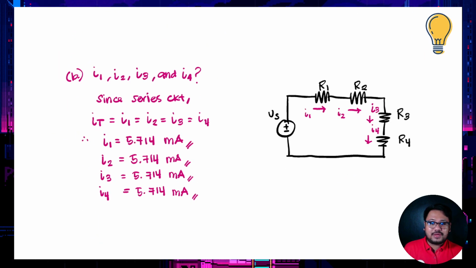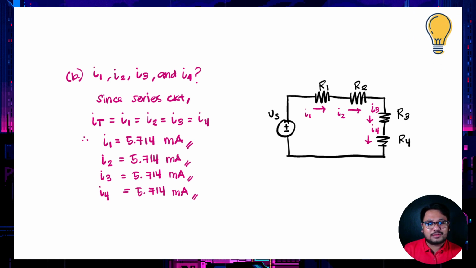Let's now have letter B. We are asked about the current passing through each resistor. Since this is just a series circuit, if we're going to break down our total resistance, it's just equivalent to R1 plus R2 plus R3 plus R4, and they are in series, so they will experience the same amount of current.